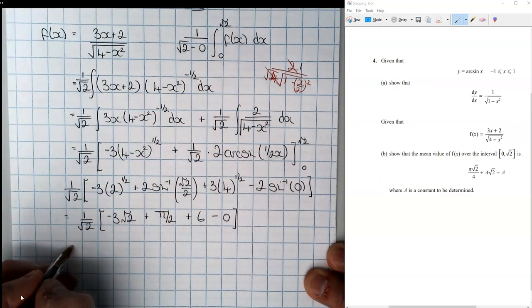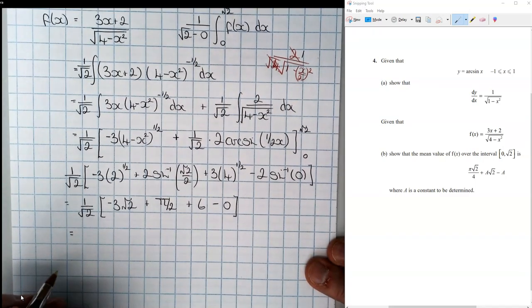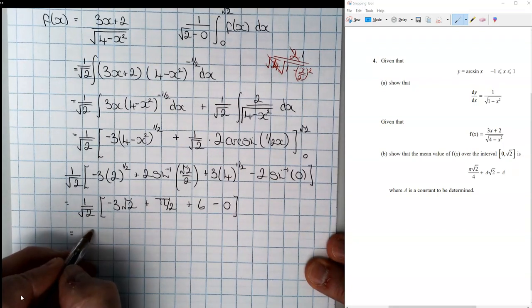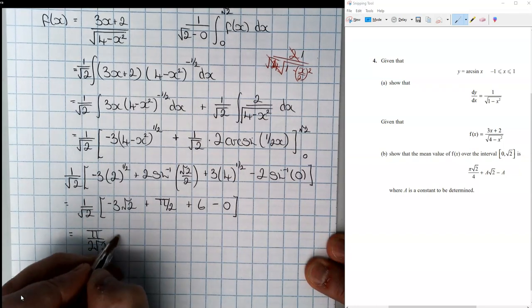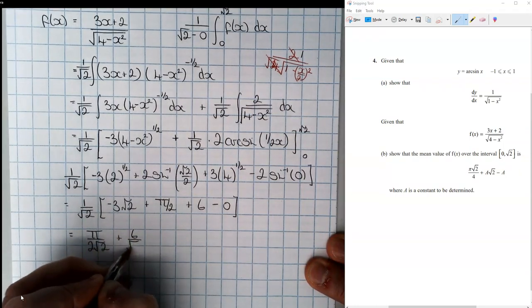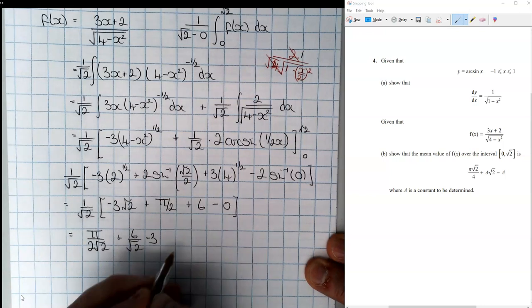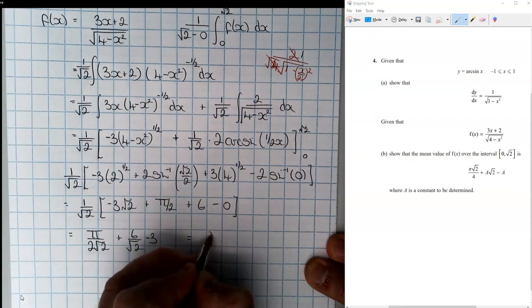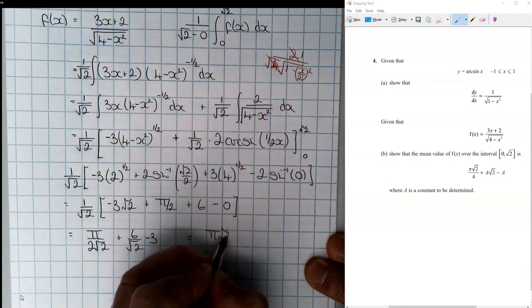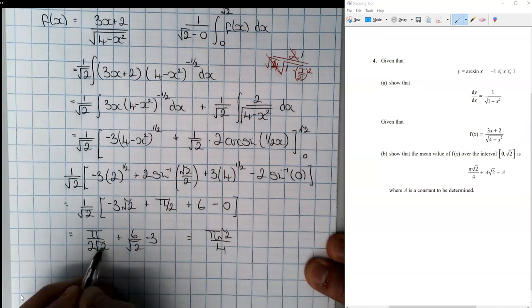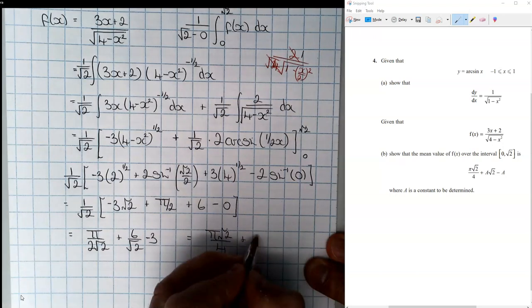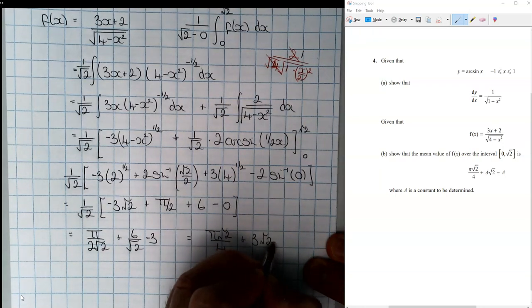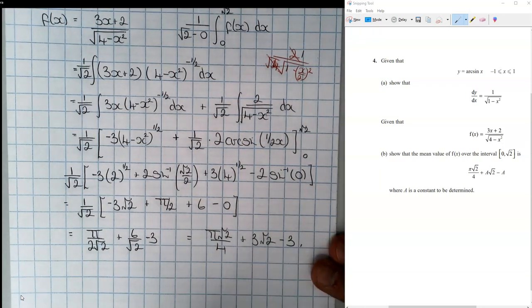So I end up with pi over 2 root 2, you might get there quicker than me, plus 6 over root 2 minus 3, which equals, rationalise the denominator, multiply top and bottom by root 2, pi over 2 plus 3 root 2 minus 3.